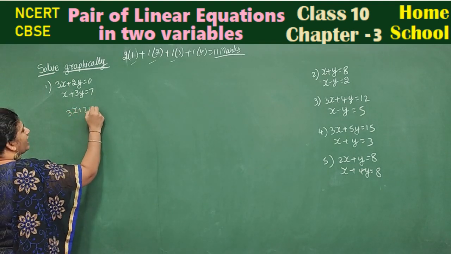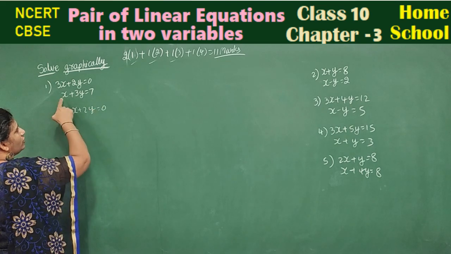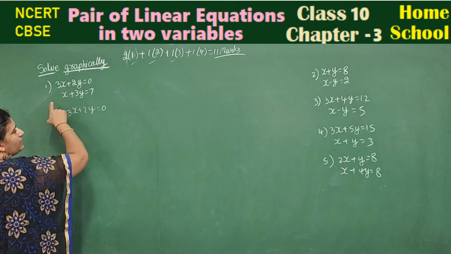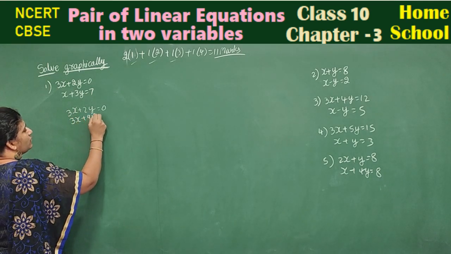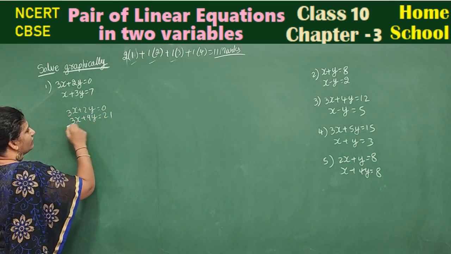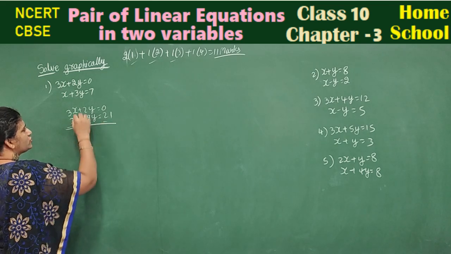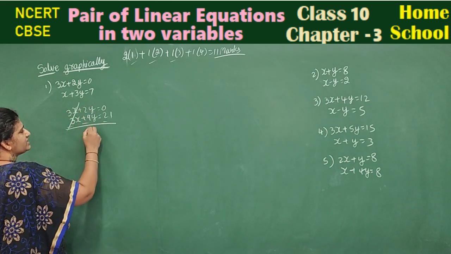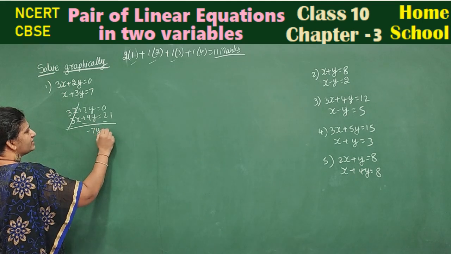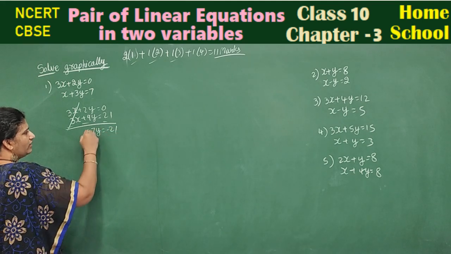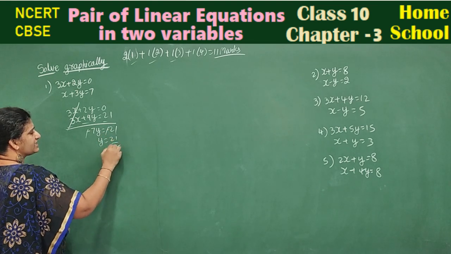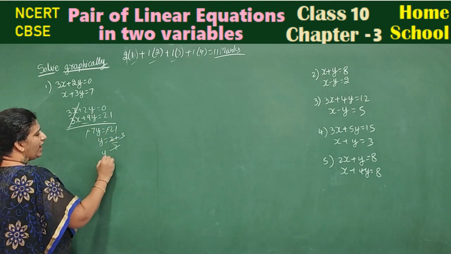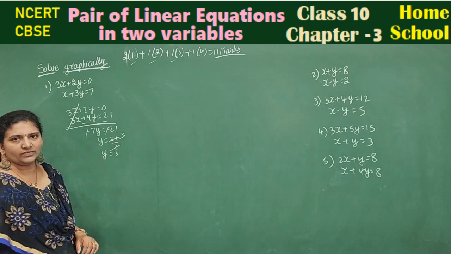3x plus 2y equal to 0. I want to eliminate x, so I'll multiply the whole equation by 3. 3x plus 9y is equal to 21. Subtract now these 2 equations. 2y minus 9y will be minus 7y is equal to minus 21. Minus minus cancel. y is equal to 21 by 7, that is 3. y is equal to 3.